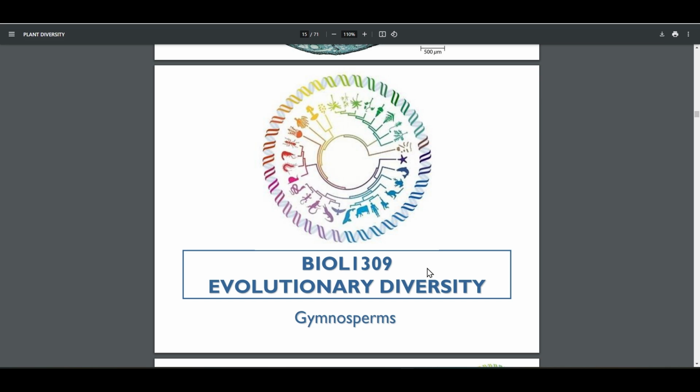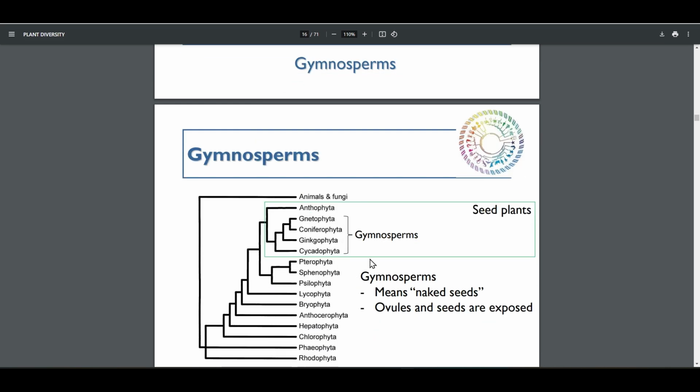All right, so now we move on to gymnosperms. Gymnosperms are the naked seed plants where the ovules and seeds are exposed. We will talk about flowering plants in the future, and we're only going to talk about Coniferophyta and Ginkgophyta. This is the conifers, and that's the ginkgo.